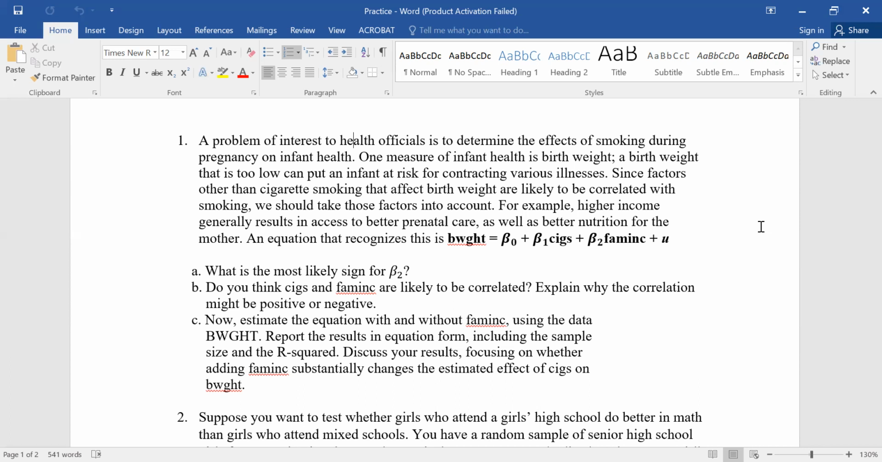What about the length of pregnancy? And then the gender? Did you say gender? The gender of the baby?